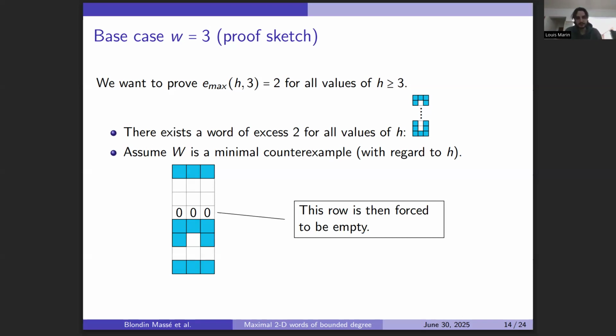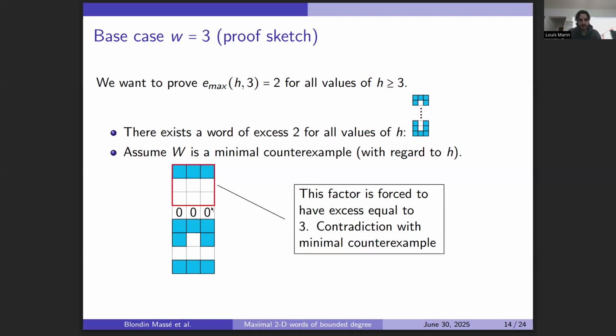And now if we count, we can see that this row is of excess -2, because it has 0 cells. So it's 0 minus 2/3 of 3, so it's -2. And we know that the cells below it have excess 1. All the cells after this have excess 0 except the final one. So the factor from the bottom up to the empty row has excess 0, and since excess is additive, if the full word is of excess 3, then the top factor has excess 3, but that is in contradiction with the minimal counterexample.